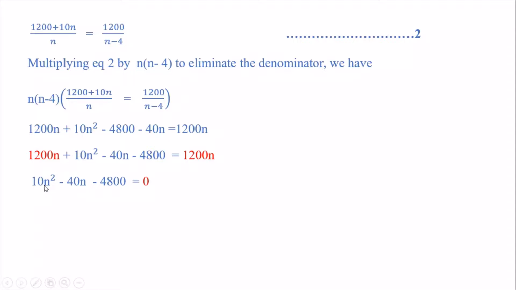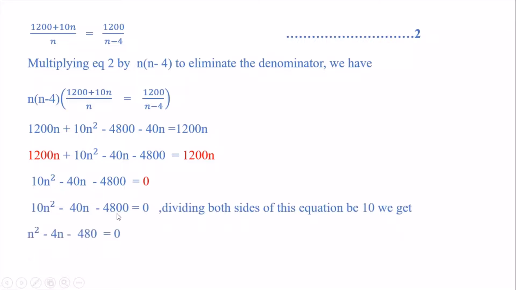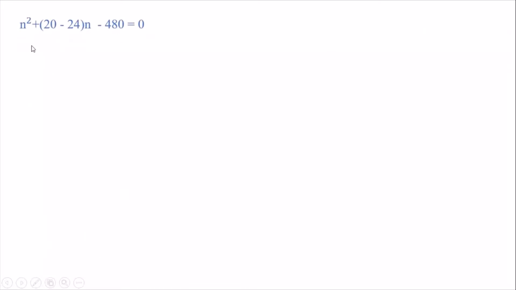Now, if we divide this equation by 10 to simplify and make the calculation easy, 10n squared divided by 10 gives n squared, 40n divided by 10 gives 4n, and 4,800 divided by 10 gives 480. Therefore, it becomes n squared minus 4n minus 480 is equal to 0. Therefore, we get this relation.